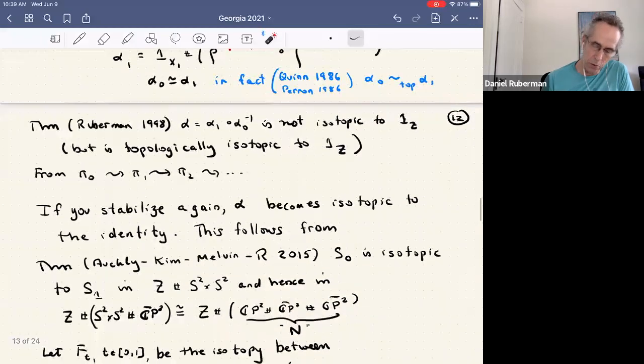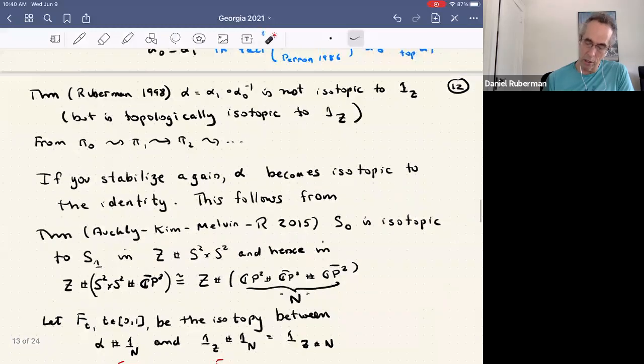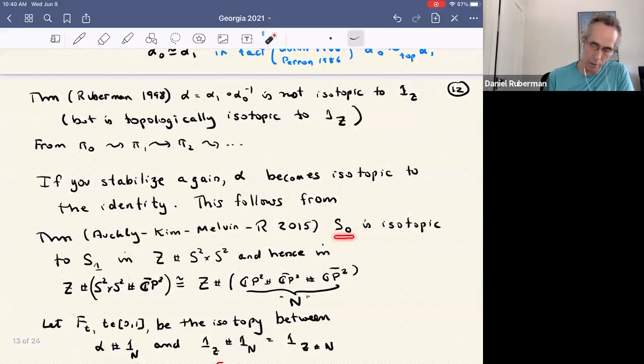Okay. So the first step actually took a surprise. In the end, it also took a long time, and that was done, again, with Dave Auckly and Hee-Jung Kim and Paul Melvin and I. And I think we had the results a little bit earlier, but it took us a while to write it up. So from 2015, what we showed was, remember that this is referring to that same example, take the sphere S0, that sphere of self-intersection 2, that sphere S0 is isotopic to S1 if you stabilize one time. If you stabilize it by S2 cross S2.